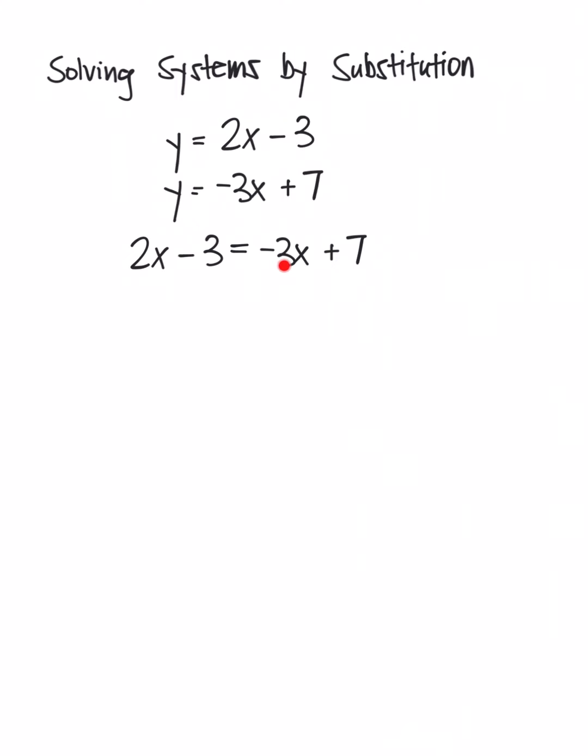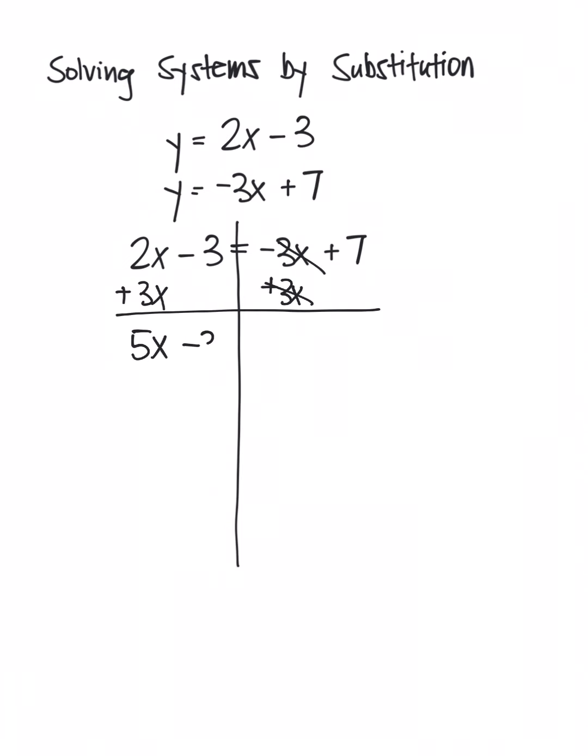Okay, so now I'm going to solve this equation, all right? So gathering x's on one side. Those are my two sides. I have an x on this side and an x on this side. I want all my x's to be on one side. So I'm going to take away this negative 3x by adding 3x on both sides, all right? And then on this side, I now have 5x minus 3, and on this side I only have a 7.